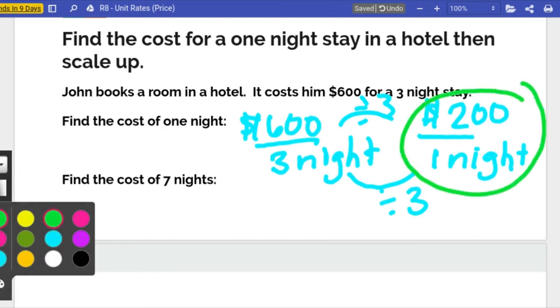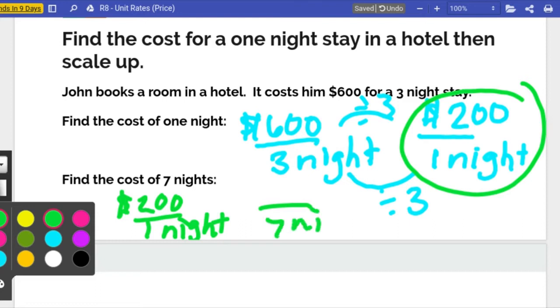It is $200 per night. Now I can use that unit rate and scale up to find the rest of my problem. Find the cost of 7 nights. So if it's $200 for one night, how much would it be for 7 nights?